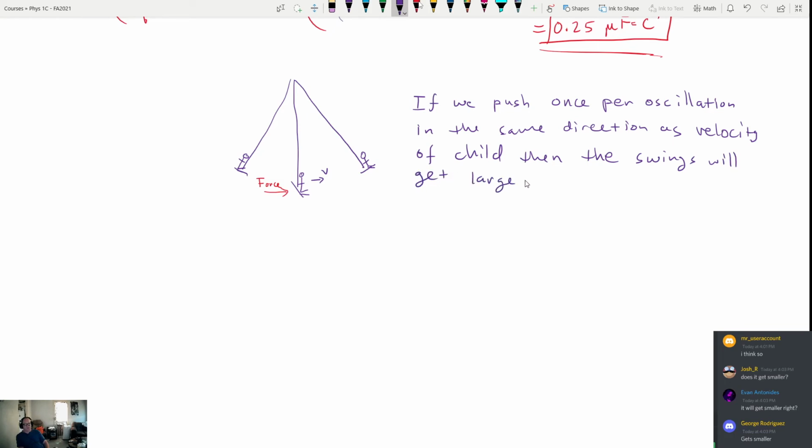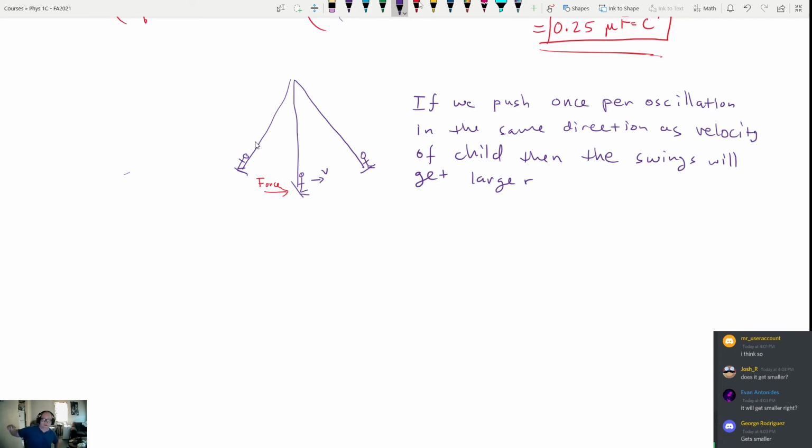So implied within this concept is the idea that it's not just how hard we push that makes the kid go higher. It also matters when we push. We can only push one time every cycle. If we want to, we could push twice per cycle, but we'd have to change the direction.